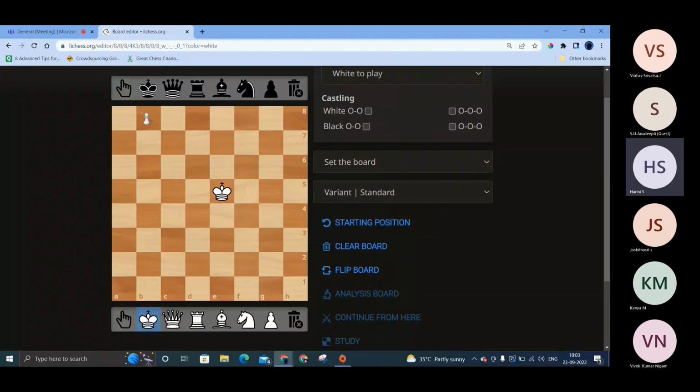So this is a king. Unlike other pieces, the king can move only one step. In one move, in one turn, he can move one step. One step as in he can move to this square, this square, this square, this. So any direction, but only one step.